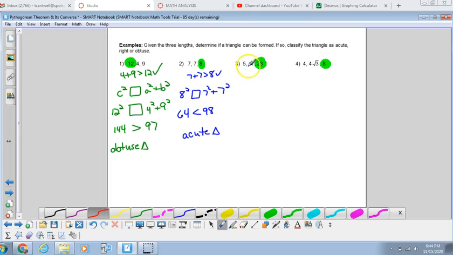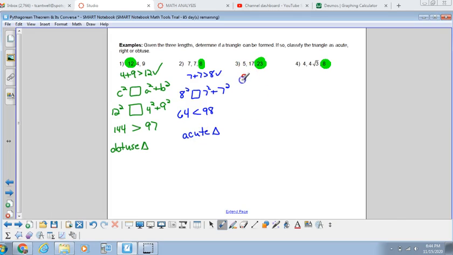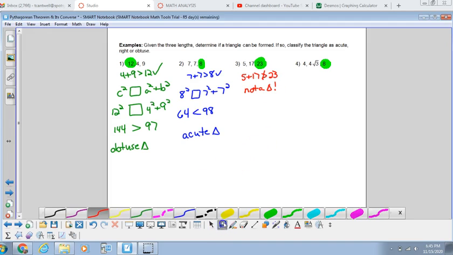Number 3, when we add up the two smaller numbers, 5 plus 17, we get 22, and that is not bigger than 23, so these numbers do not make a triangle. So we don't need to try to figure out if it's acute, right, or obtuse, because it's not a triangle.